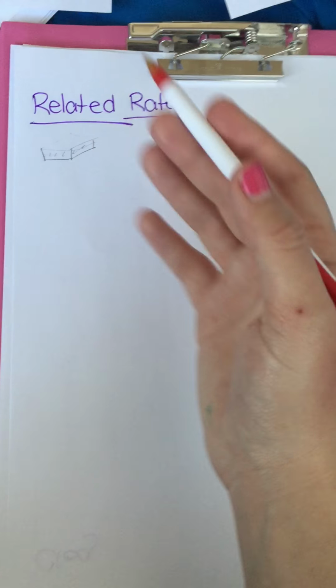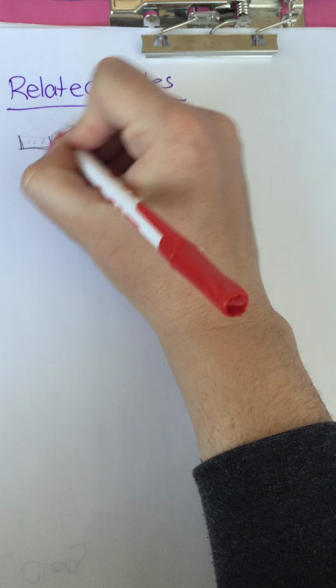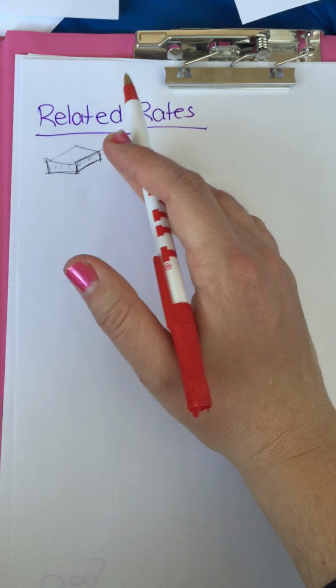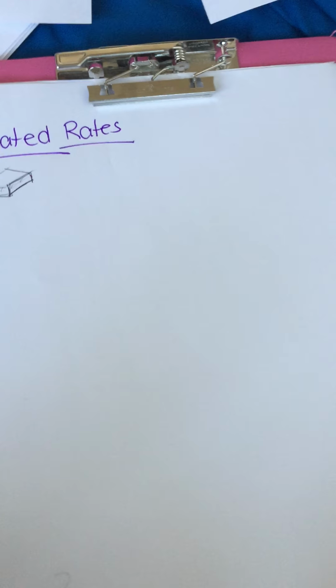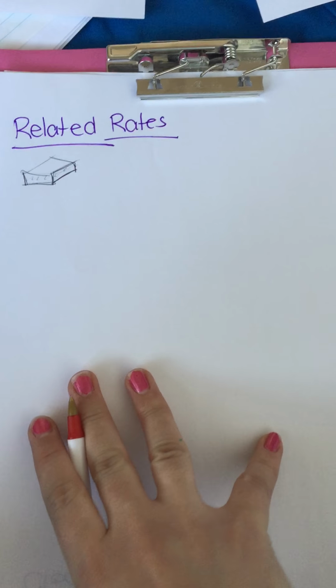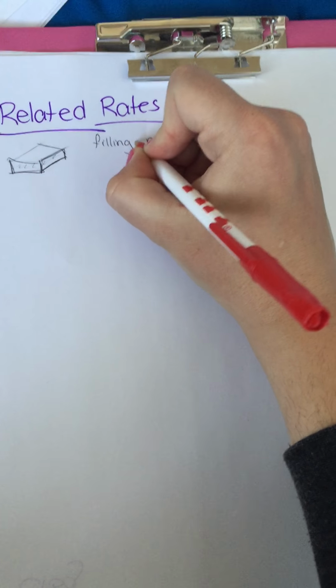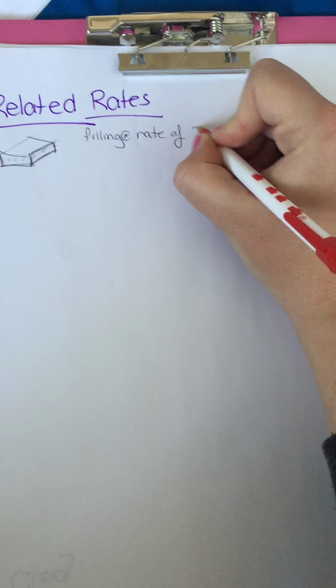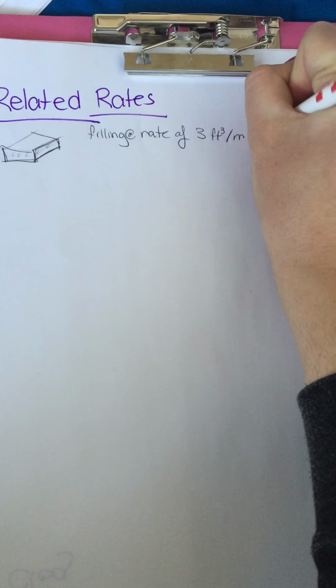So a typical example is we have some sort of object, so say a pool or a box or something, and we're filling it with something. So here we've got a pool and I'm filling it with a bunch of water, and I want to know how quickly I'm doing so. Say I know that I'm filling a pool at a rate of, let's say, 3 cubic feet per minute, okay?